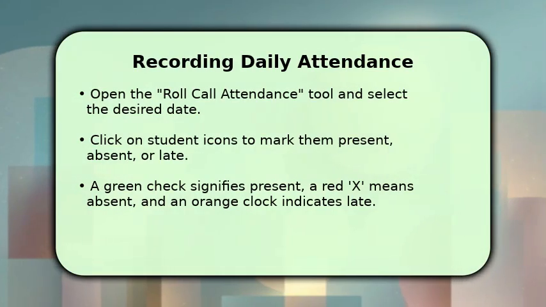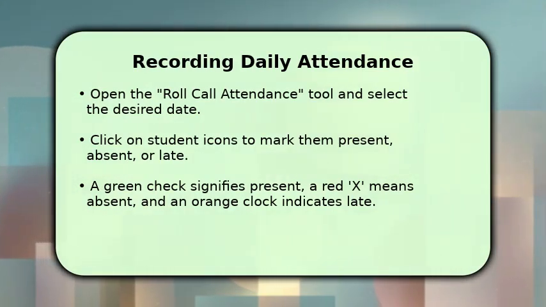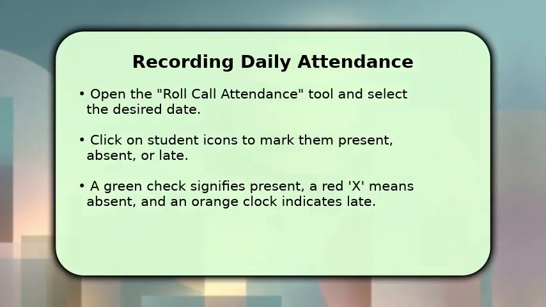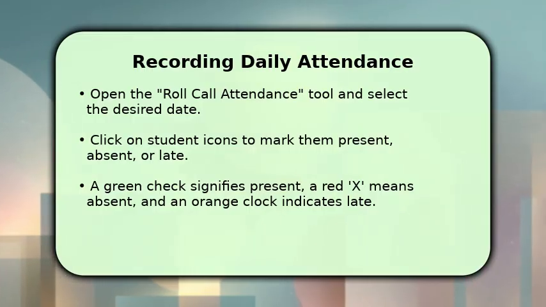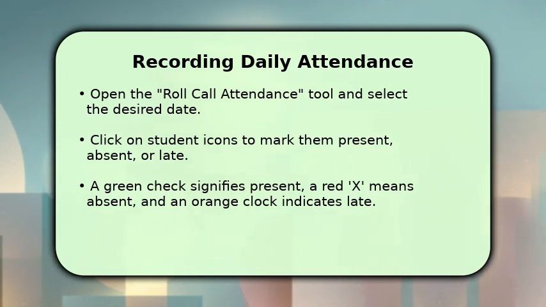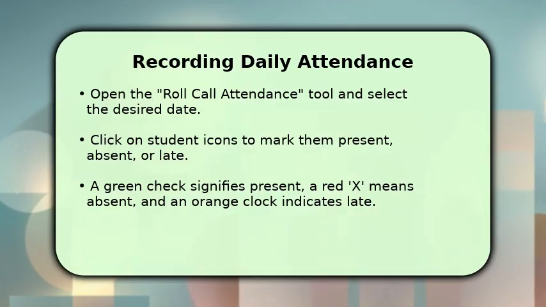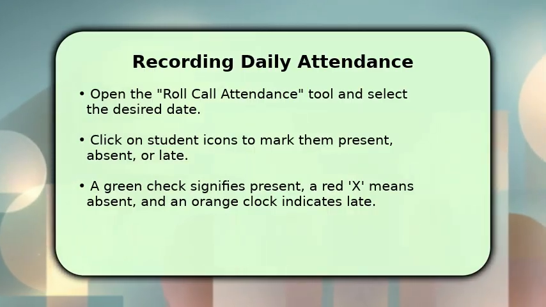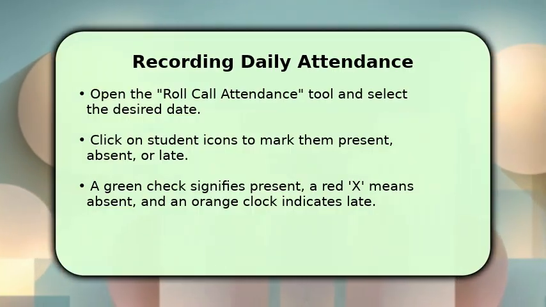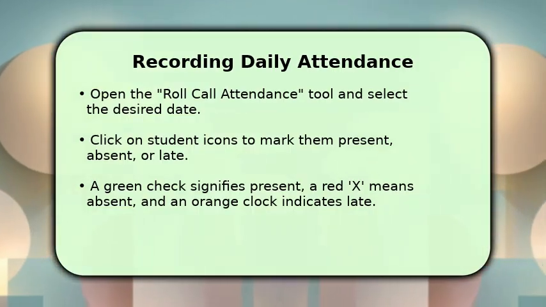With your settings configured, recording attendance is straightforward. Open Roll Call Attendance and use the calendar icon to select the correct date. For each student, simply click the status icon next to their name. A single click marks them present with a green check. 2 clicks mark them absent with a red X, and 3 clicks mark them late with an orange clock. An unmarked circle indicates an excused absence, providing flexibility.